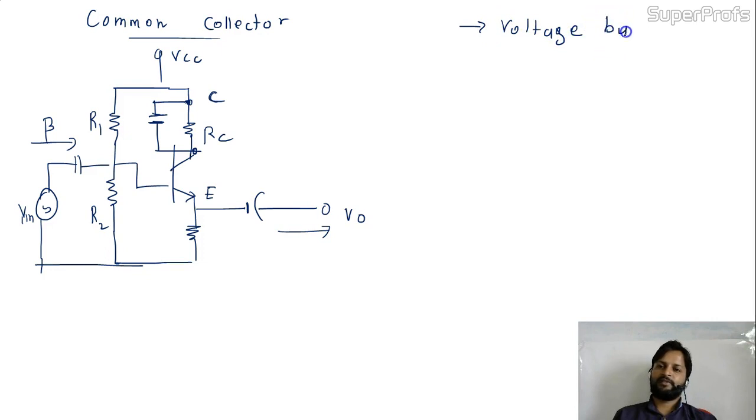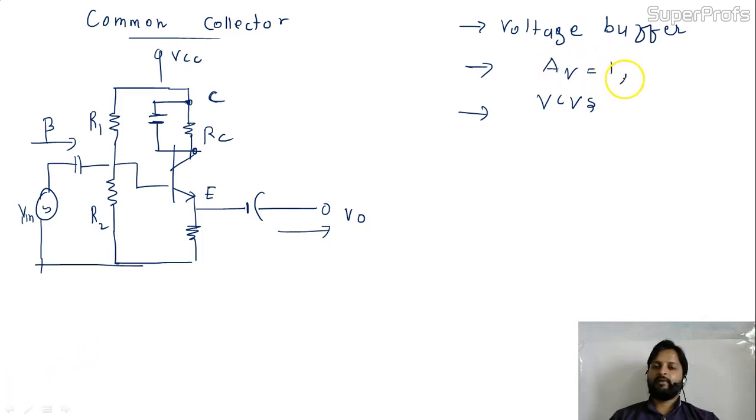This is a voltage buffer. If common base is a current buffer, then this is the collector buffer. In the case of the collector buffer, AV is 1. If I talk about which type of source it is, this is a voltage controlled voltage source. The current buffer was a current controlled current source, and this will be a voltage controlled voltage source. So AV will be 1 and AI will be 100 for this. And this is a voltage controlled voltage source.